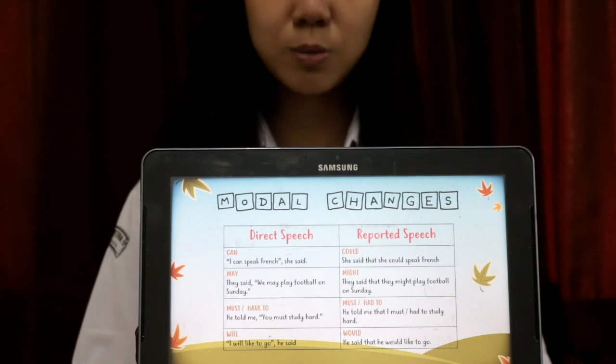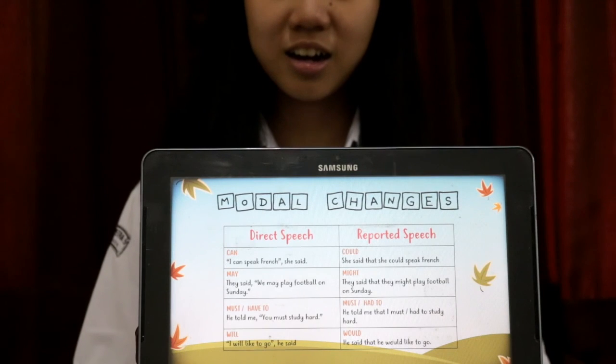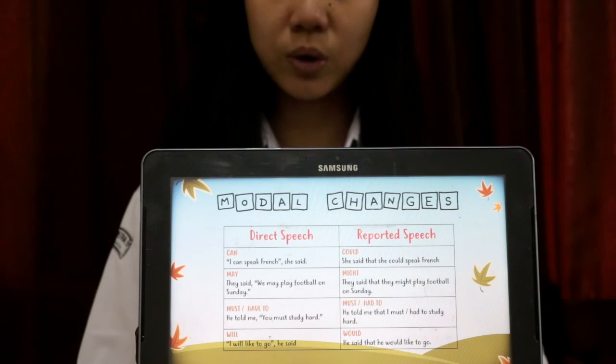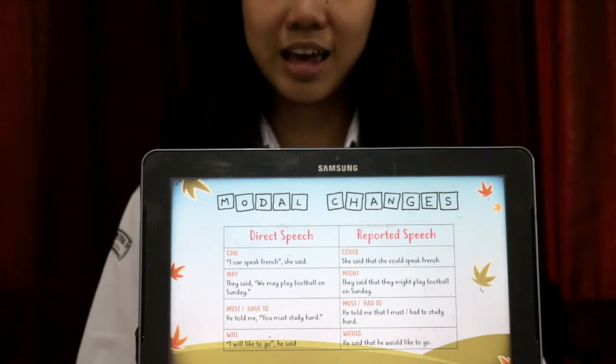In direct speech, we use must or have to. For example, he told me you must study hard. In reported speech, we use must or had to. For example, he told me that I must or I had to study hard.